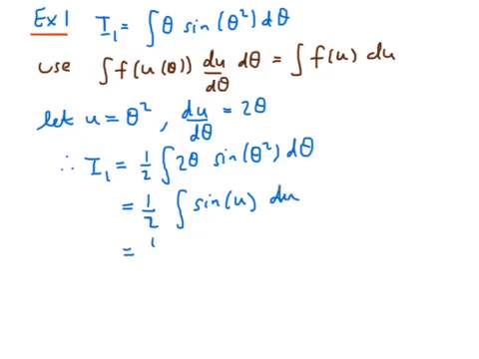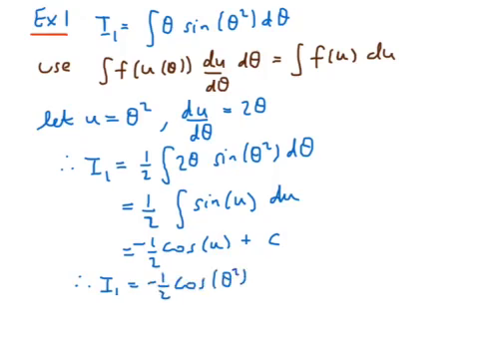This is now a standard integral, so the integral of sine is minus cos, so we have minus a half cos of u plus an integration constant perhaps, and we can check the minus sign by differentiating this, and when you differentiate the cosine you get minus sine, minus times minus will become plus, so we'll get back to the initial integrand. And this tells us that I1 is minus a half times the cosine of theta squared plus an integration constant.